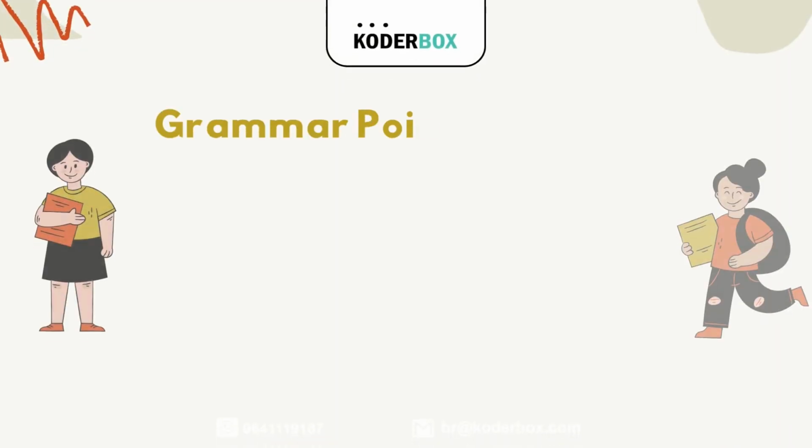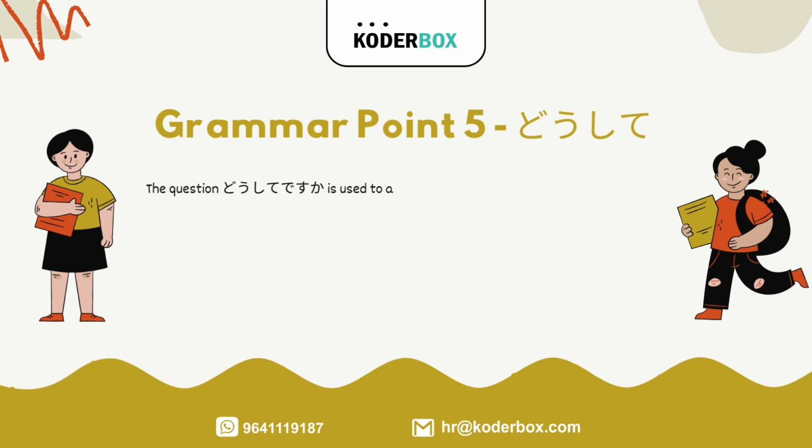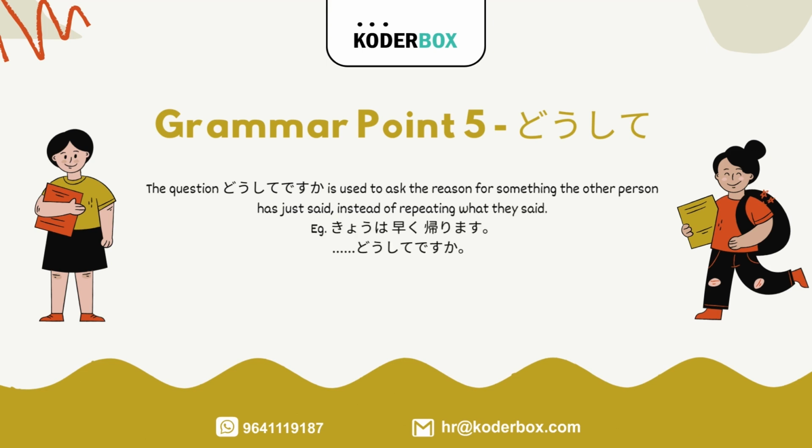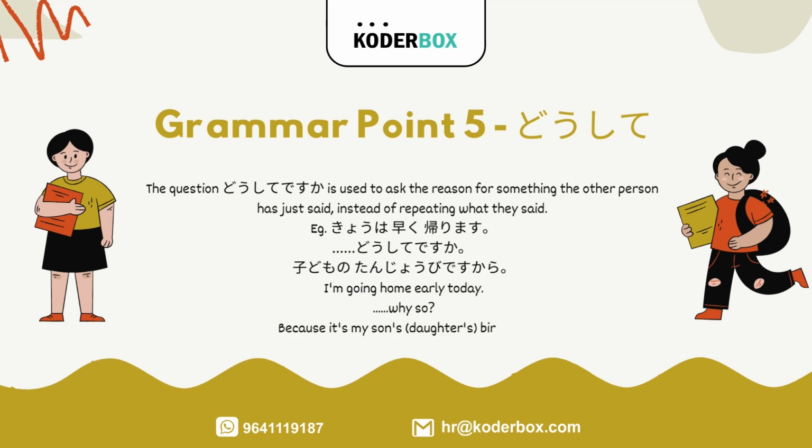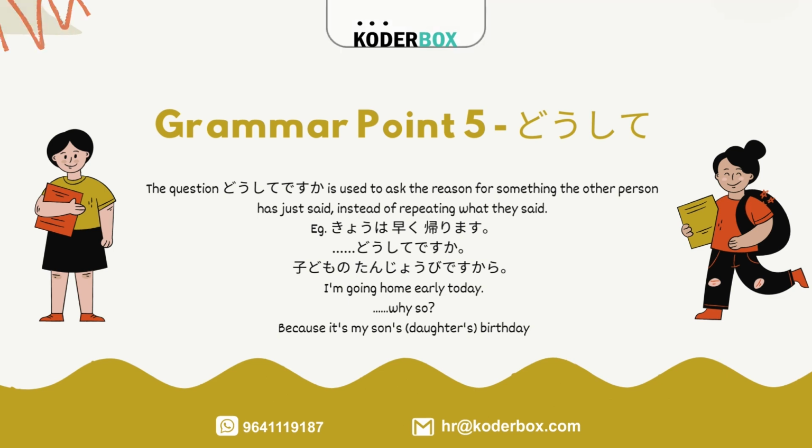The question doshite desu ka is used to ask the reason for something the other person has just said, instead of repeating what they said. Example, kyō wa hayaku kaerimasu. Doshite desu ka? Kodomo no tanjōbi desu kara. I'm going home early today. Why so? Because it's my son's birthday.